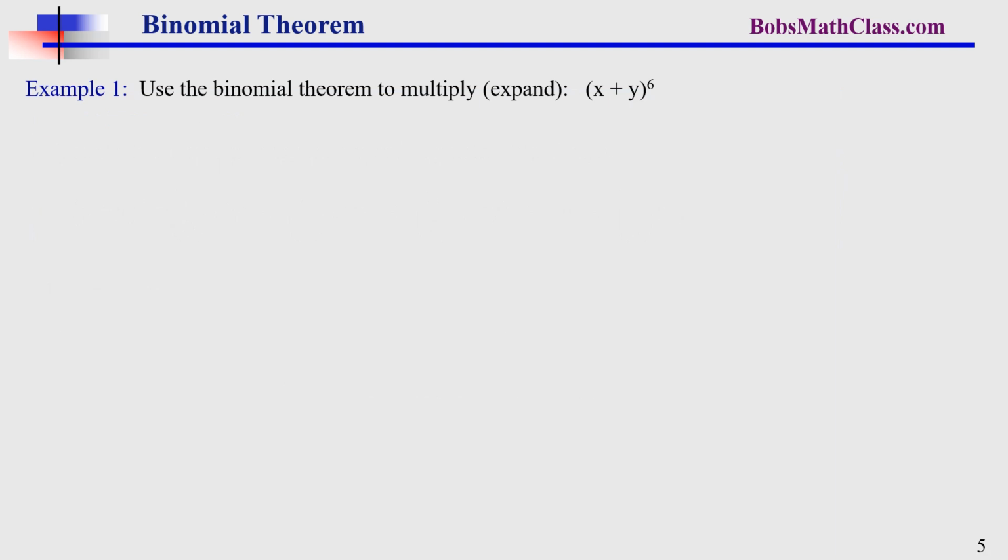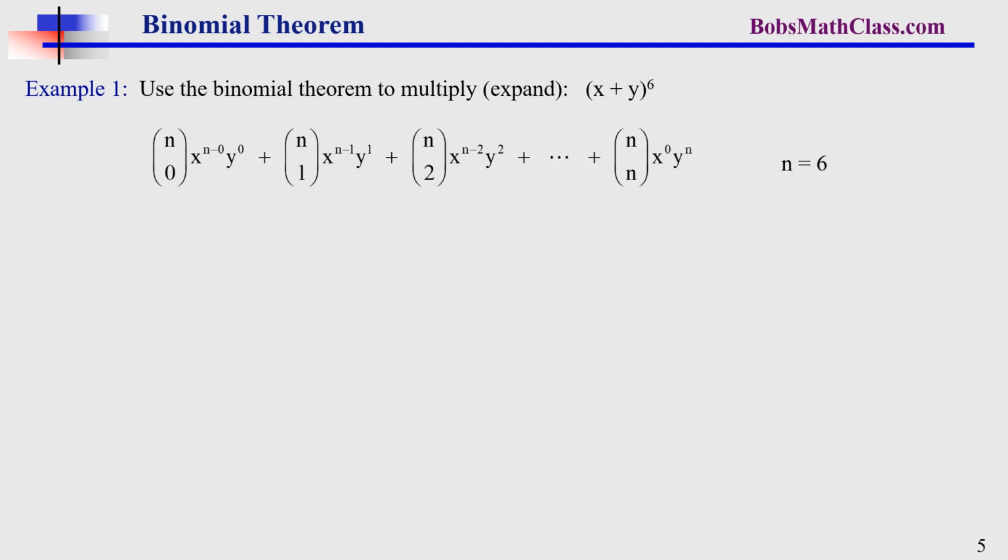Okay, here's our first example. Use the binomial theorem to multiply or expand x plus y to the 6th power. Right, let's write down our formula. And note that n is equal to 6. So n is the exponent on the outside of the parentheses. Okay, so our n is 6. So everywhere we see an n, we're going to replace it with 6.